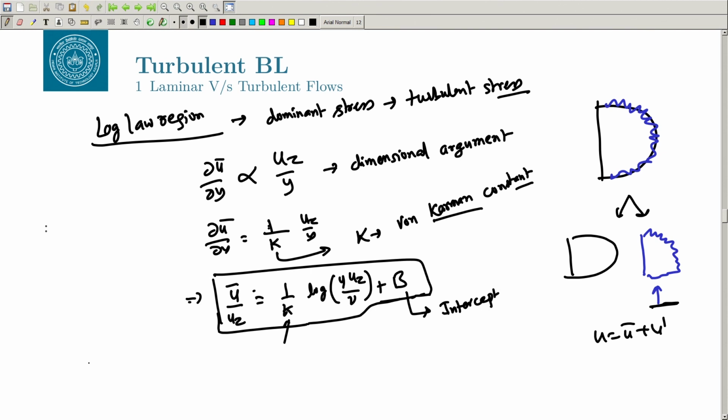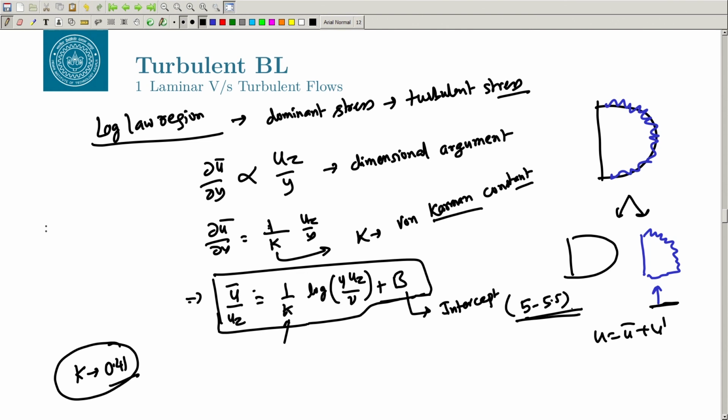Typically, the value of the Karman constant is taken as 0.41, and the intercept value is not a constant value, but is typically around 5 to 5.5 or so. Remember, this Karman constant 0.41 is considered to be a universal constant, while the intercept is not a universal constant; it depends on the flow.